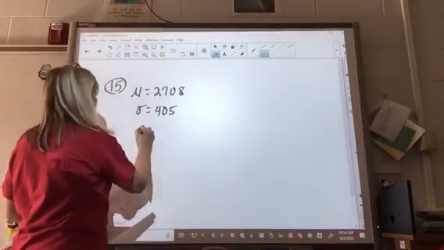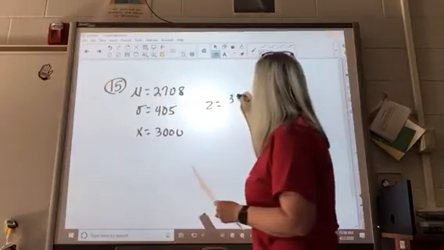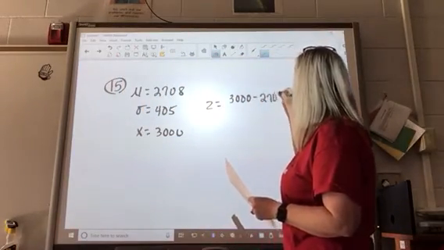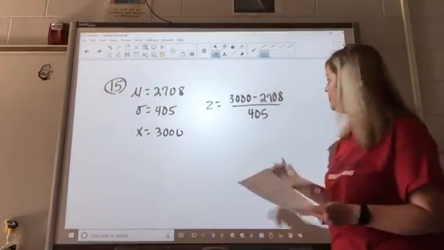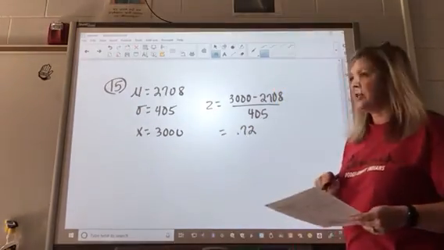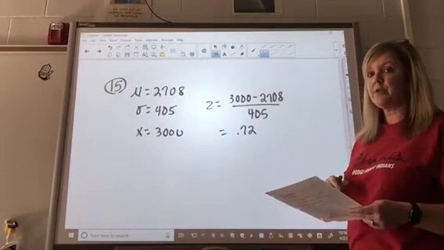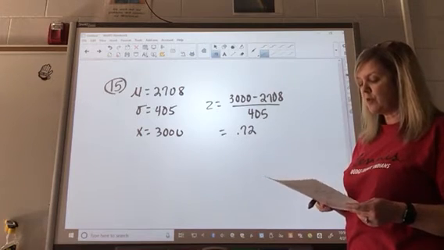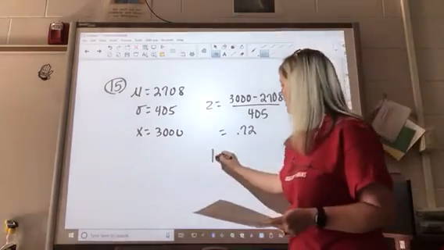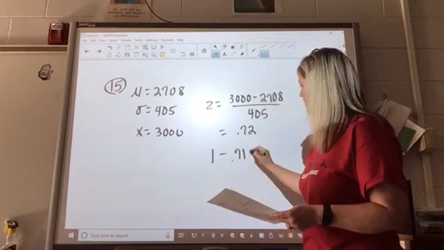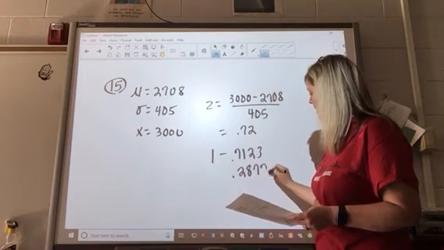This is the old z-score formula. So I'm going to plug in 3,000 minus 2708 divided by the standard deviation. Now you might be thinking, well, how did you know that? I knew that because they didn't mention anything about a sample size or anything to that effect, so I had to use that regular old z-score formula. Go to my z-score chart, look up 0.72. I have to subtract it from 1 because it said more than. So my answer to the first part is 0.2877.